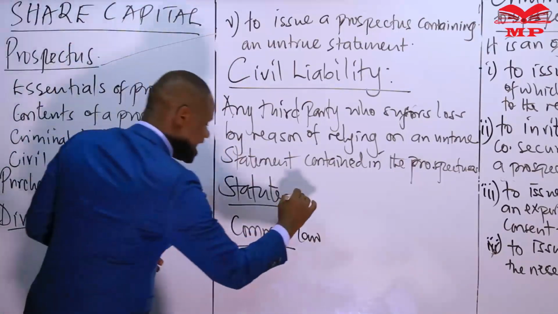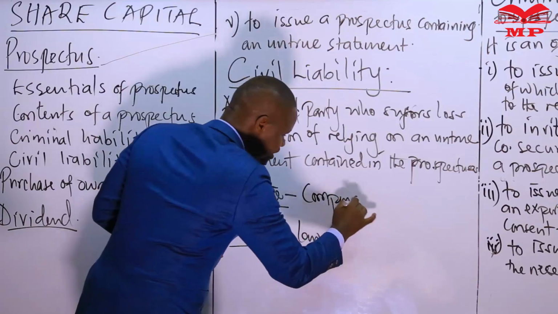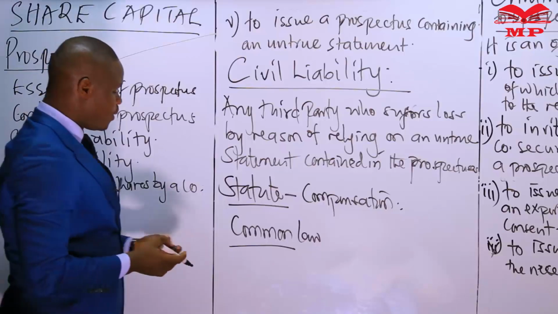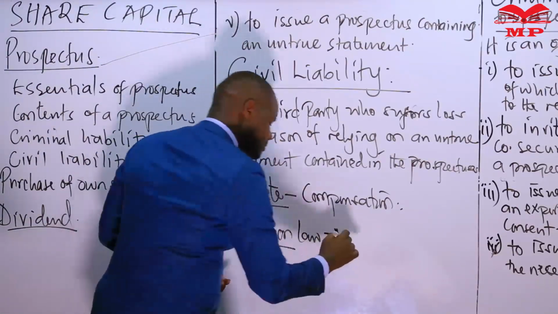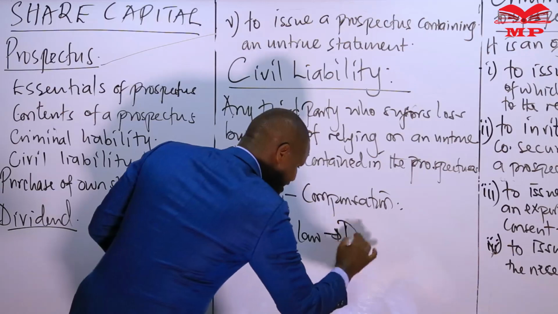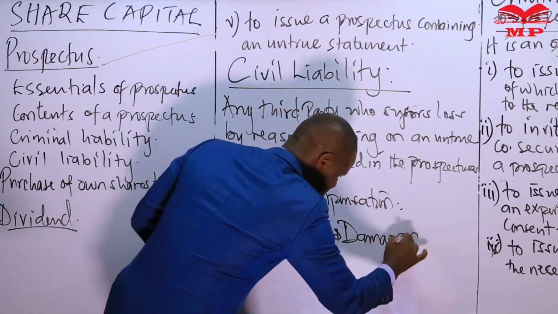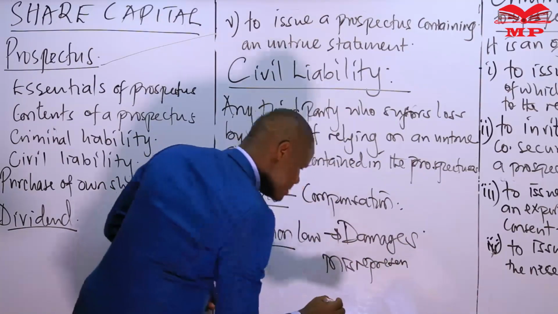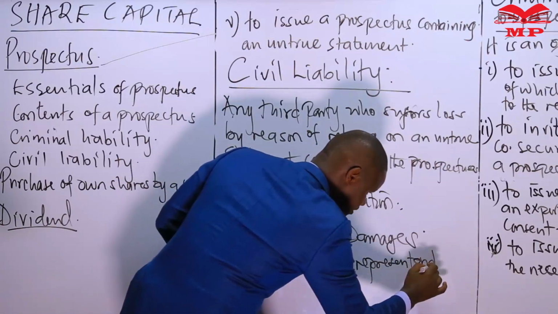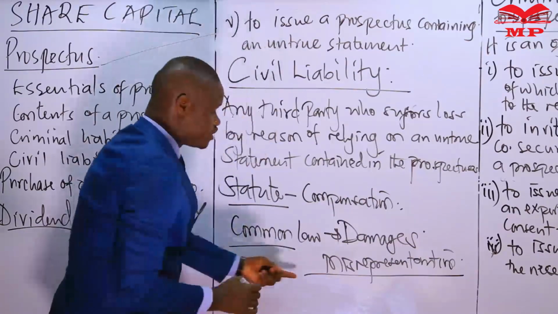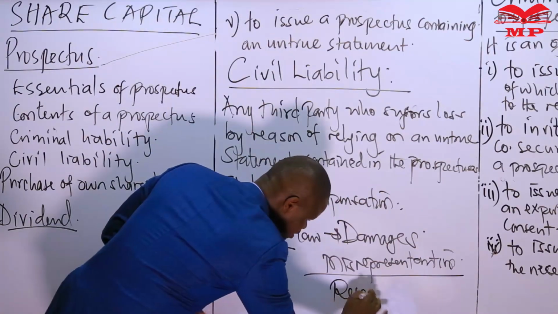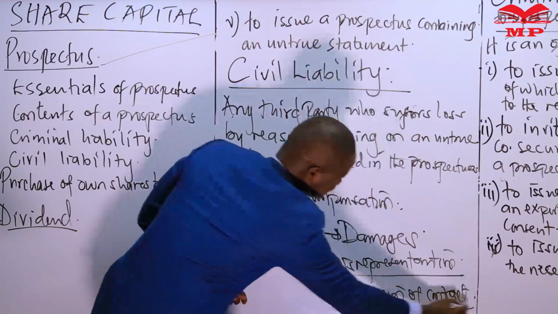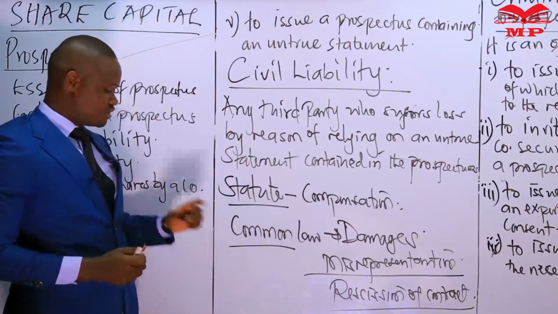At statute, they are claiming for compensation. They will be claiming compensation for loss suffered, whereas under common law, they shall be suing for damages. They shall be claiming damages for misrepresentation. It is also possible that they can claim rescission of contract. This is rescinding the contract of the purchase of the shares.